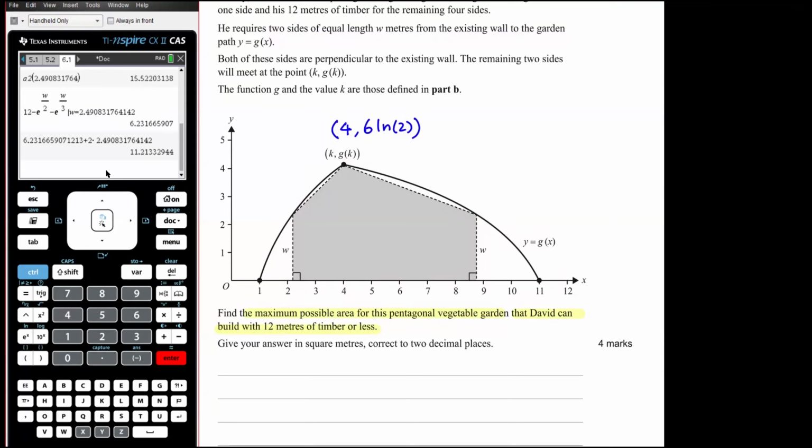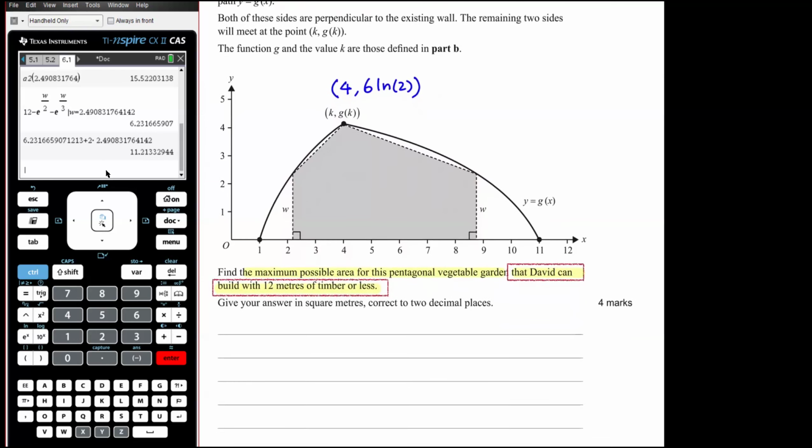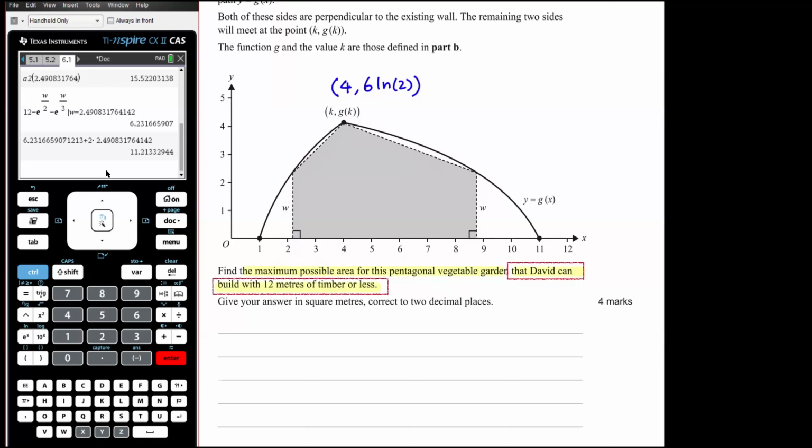I think this is an interesting thing to consider. David can build with 12 meters of timber or less. So the total length must be less than 12. Not only should we find the area expression or area function, but also we need to find, for example, a suitable condition to add up the 4 sides and keep them less than or equal to 12.